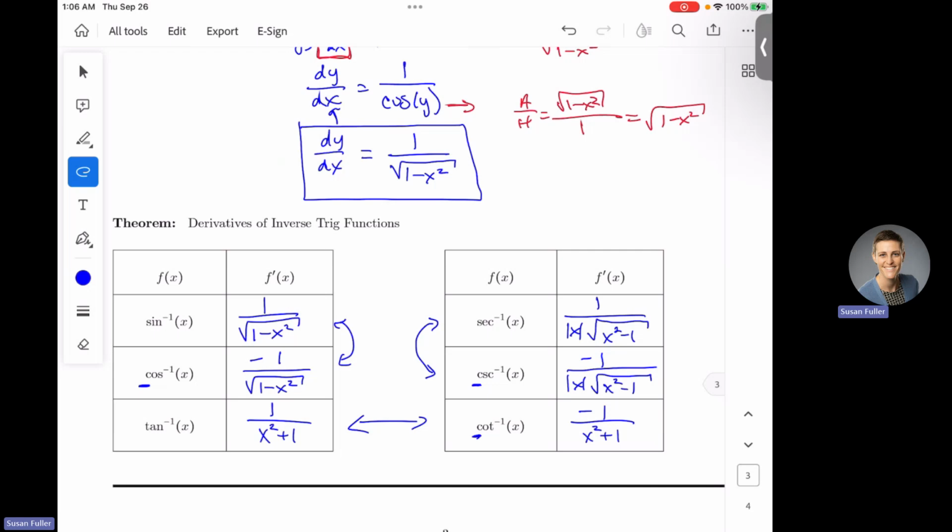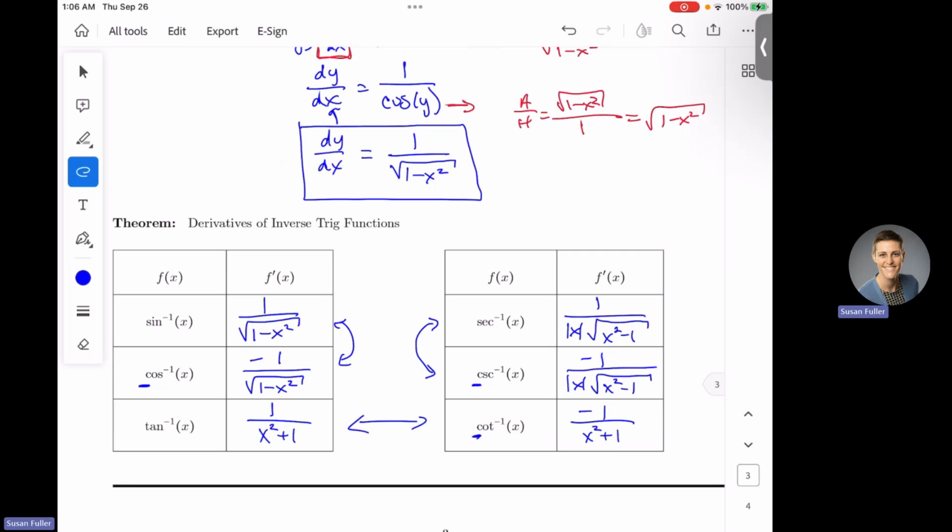The derivative of cosine is negative sine of x. It's negative. The derivative of cosecant of x is negative cosecant of x cotangent of x. And the derivative of cotangent of x is negative cosecant squared of x. Any trig function that starts with c, its derivative is negative, which is kind of a cool, fun thing.